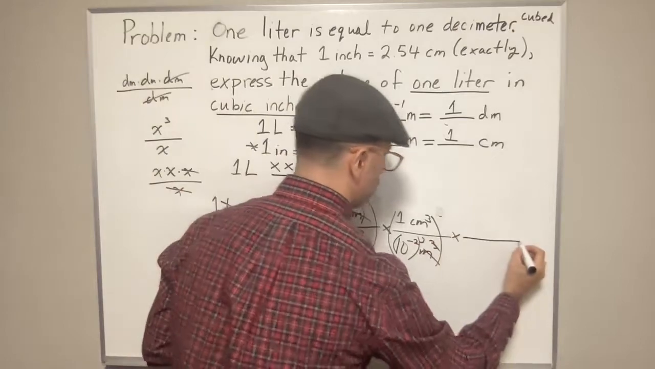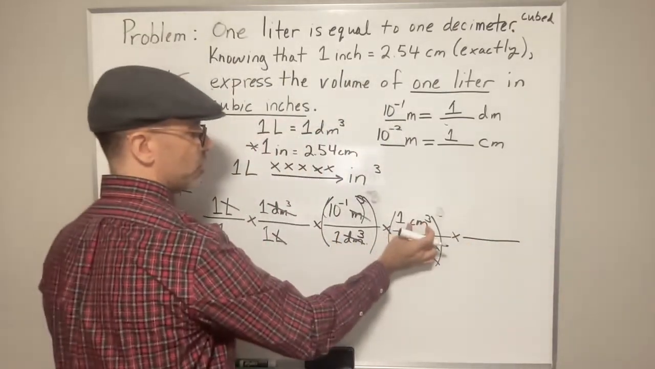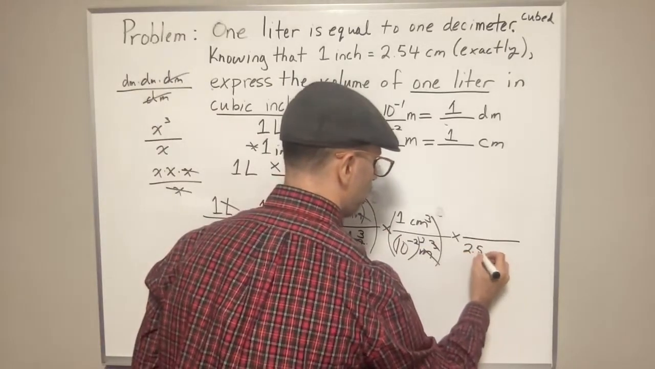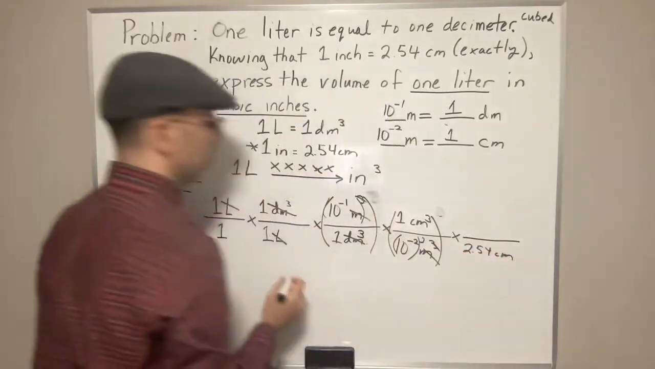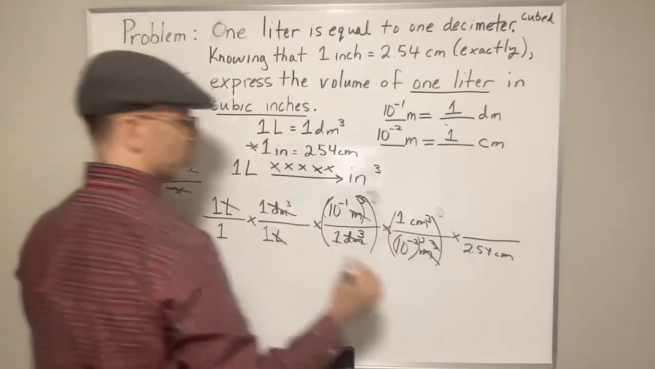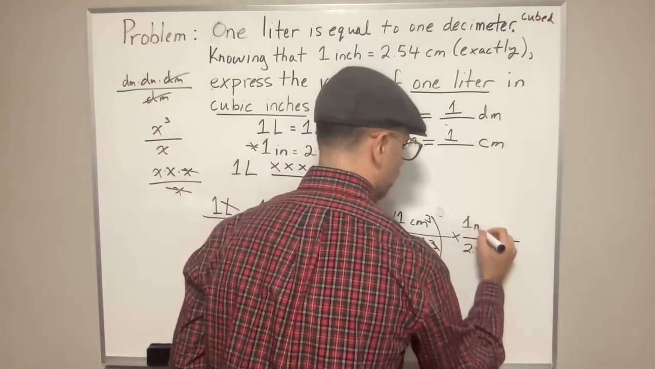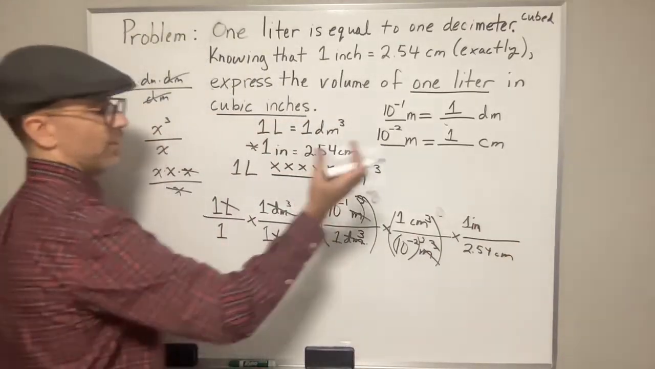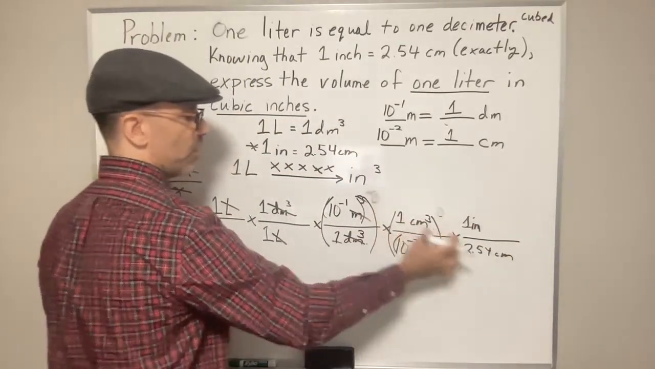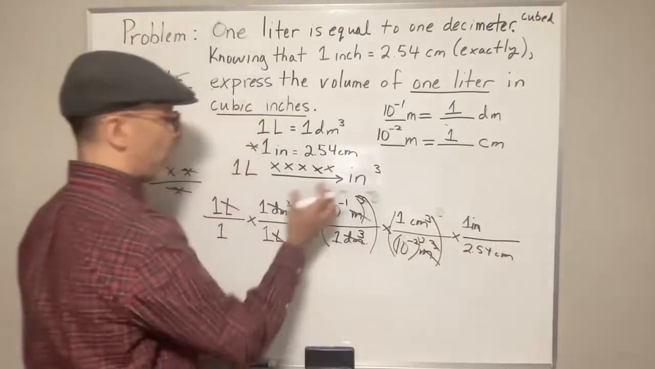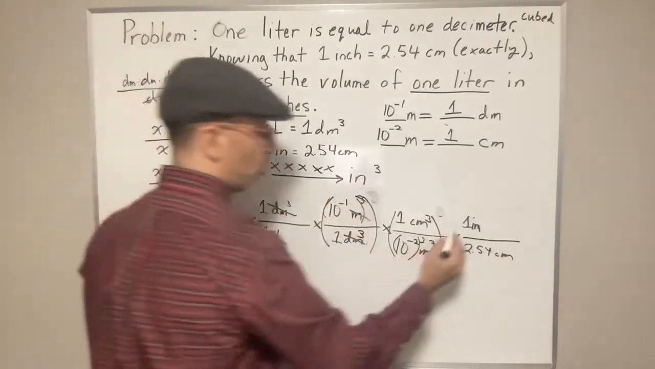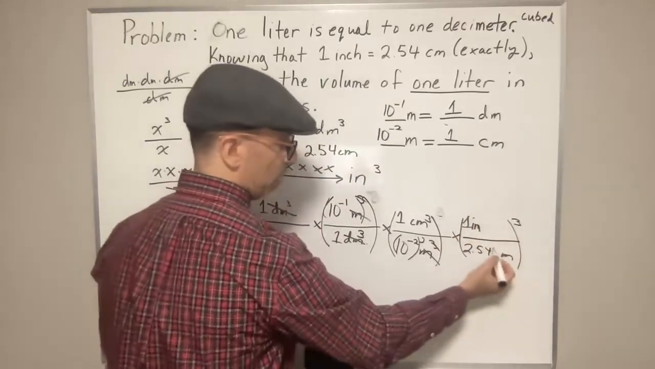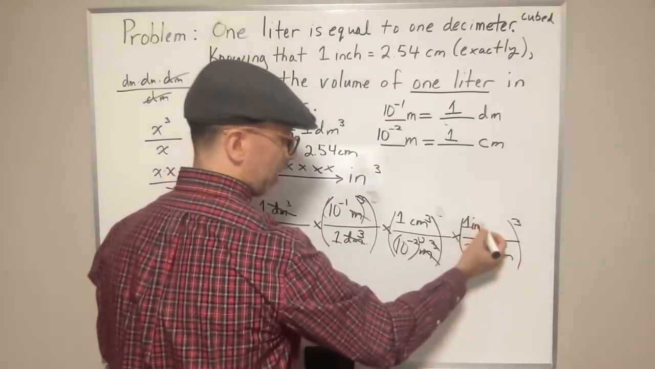So my last conversion factor, since I have centimeters cubed here, I'm going to have centimeters on the bottom. So 2.54 centimeters, and my 1 inch on the top. And again, since I have centimeters cubed here, I only have centimeters here. I want inches cubed, so I'm going to take this and cube it. And once again, I'll get my centimeters cubed and my inches cubed.